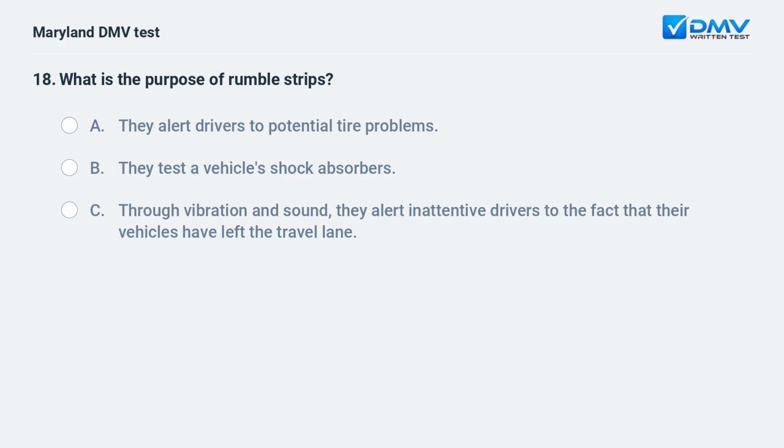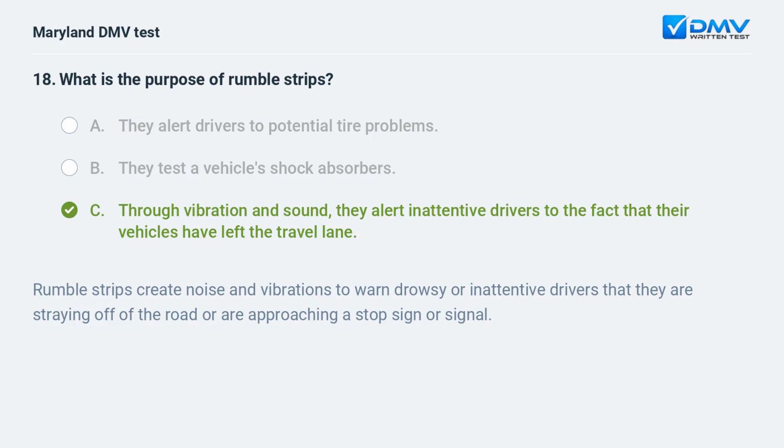What is the purpose of rumble strips? A. They alert drivers to potential tire problems. B. They test a vehicle's shock absorbers. C. Through vibration and sound, they alert inattentive drivers to the fact that their vehicles have left the travel lane. Rumble strips create noise and vibrations to warn drowsy or inattentive drivers that they are straying off of the road or are approaching a stop sign or signal.